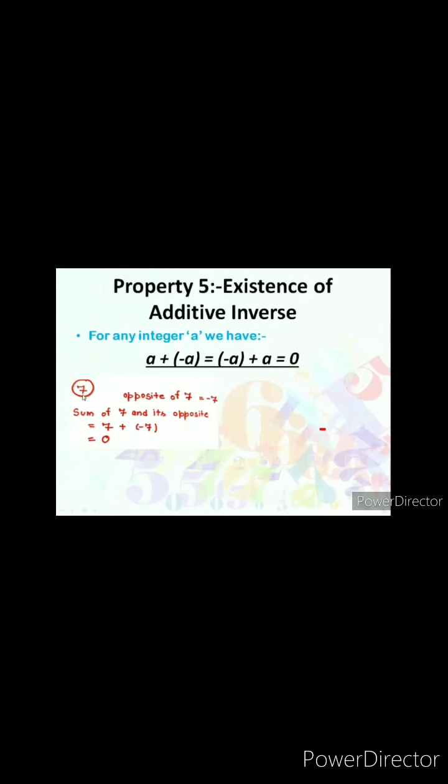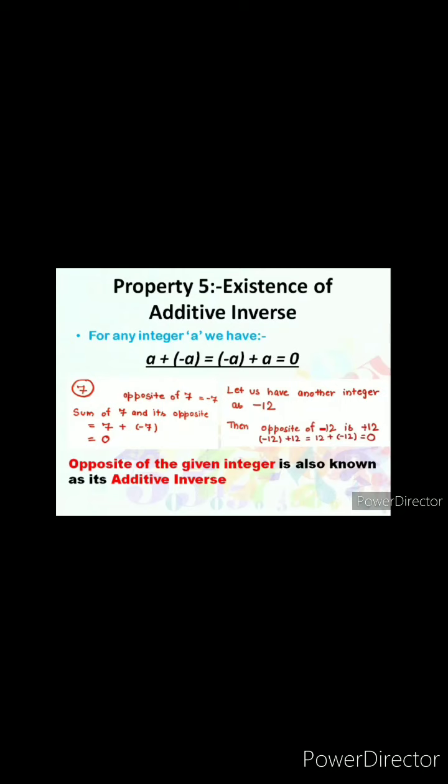Now suppose I have a number 7. Opposite of 7 is equal to minus 7. And what is the sum of 7 and its opposite, that is minus 7? It is equal to 0. Let us have another example. If I have an integer as minus 12, what is the opposite of minus 12? It is plus 12. And what is the sum of minus 12 and its opposite, that is 12? Yes, it is equal to 0.